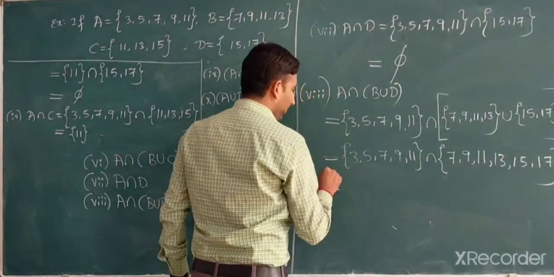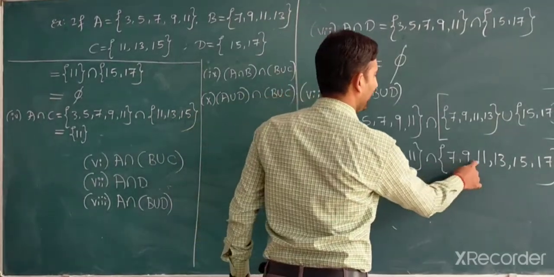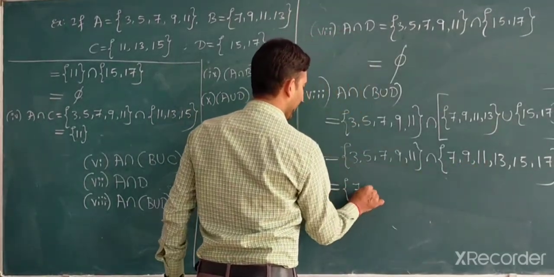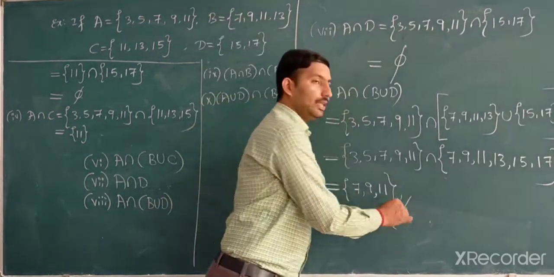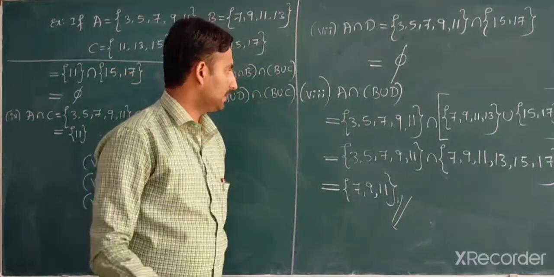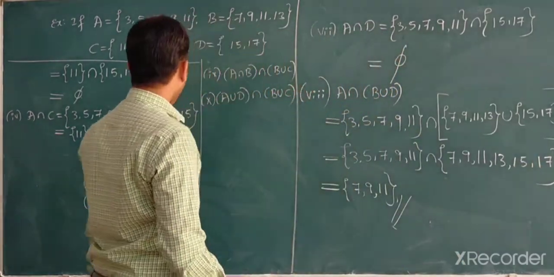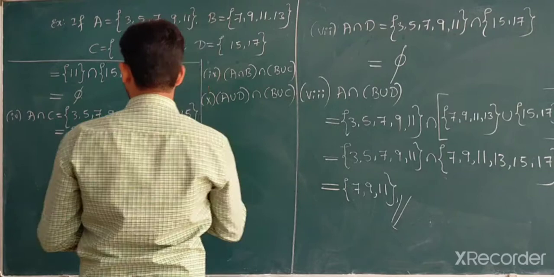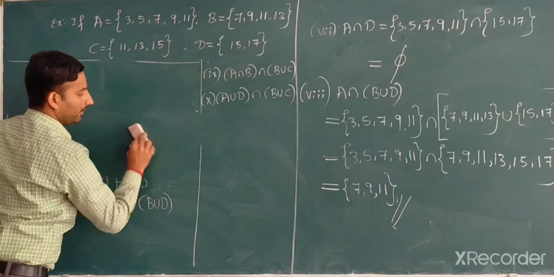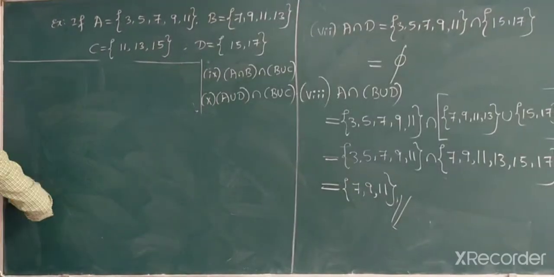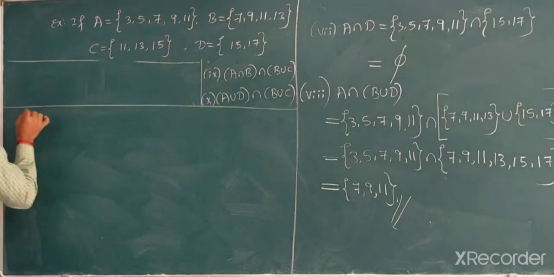After that, what is the intersection of these values? 7, 9, 11 is common. Therefore, write 7, 9, 11 as the common elements. 17 you cannot write. After that, I think the eighth one will get over. After that, the ninth and tenth ones. I will write the ninth one here. Please observe carefully.